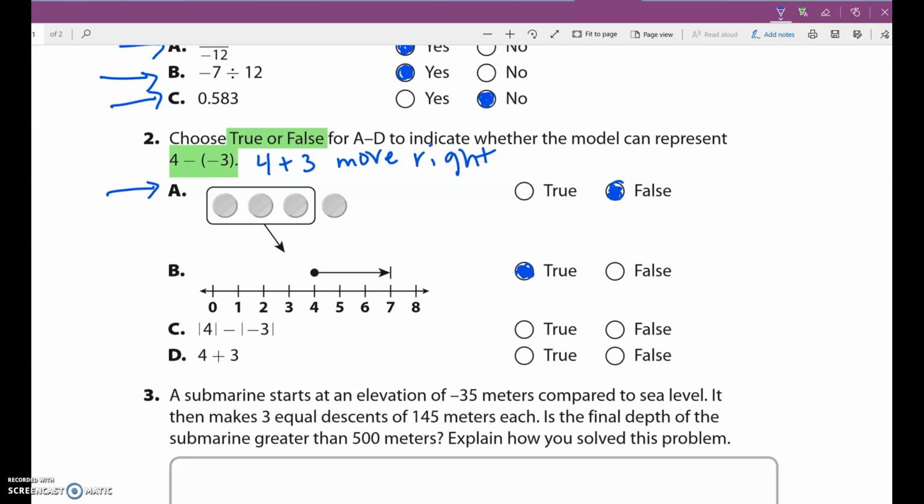Look at C. We have the absolute value of 4 minus the absolute value of negative 3, which is 4 minus 3. Is that the same as this? Four plus 3, is that the same?